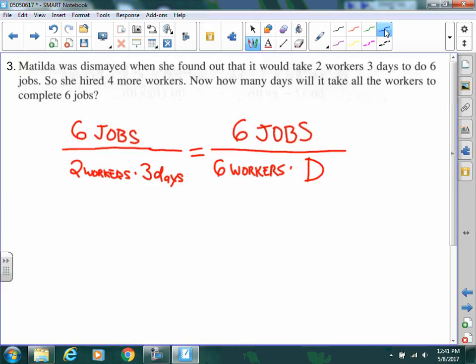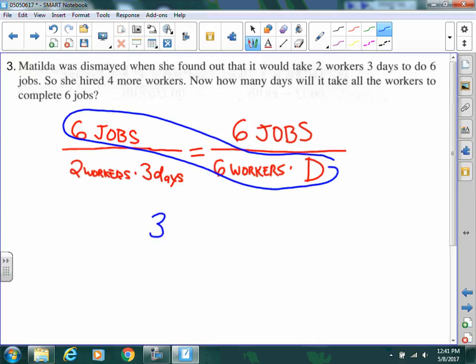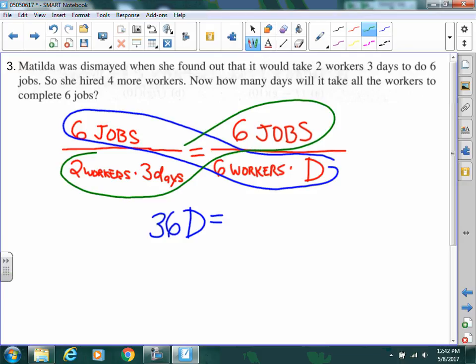And how do we find these days, D for days, that we don't know? Well, we multiply the top and the bottom like this, the extremes. So we say 6 times 6 is 36. Oh yeah, I don't know D, so it's 36D. Is equal to the bottom over here times the top over there. So 2 times 3 is 6, times 6 is 36 for that. So you see I'm multiplying the top times the bottom, and the bottom times the top.